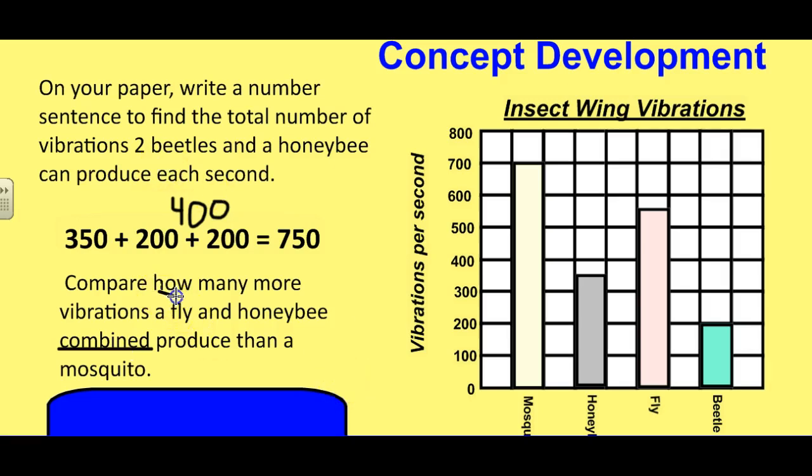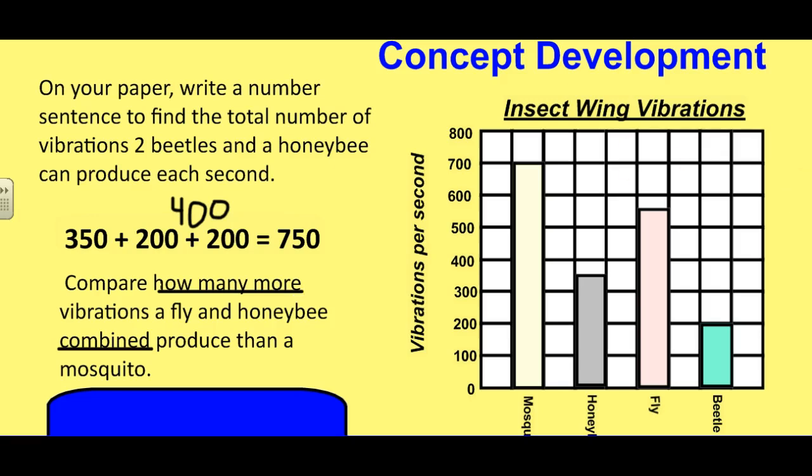It's been a while, but we know that these 3 words, how many more, you should automatically be thinking of subtraction. Those are key words that make us think of subtraction. So we know that we're going to have to add and we're going to have to subtract in this problem because of the keywords that we see for combined and how many more. So the first step that we're going to have to do before we subtract is combine the fly and the honeybee vibrations before we subtract those from the mosquito.